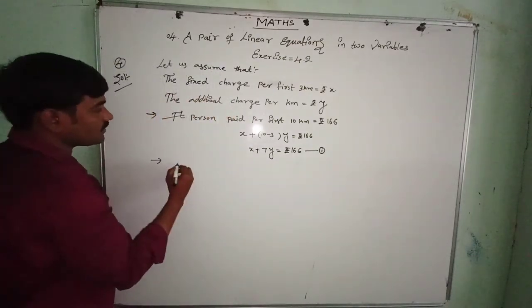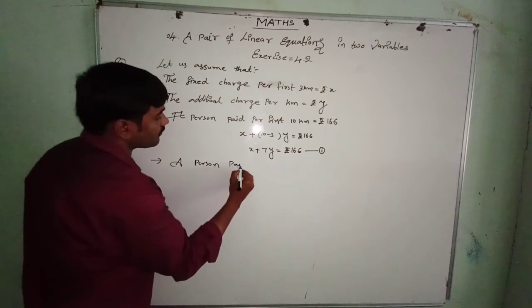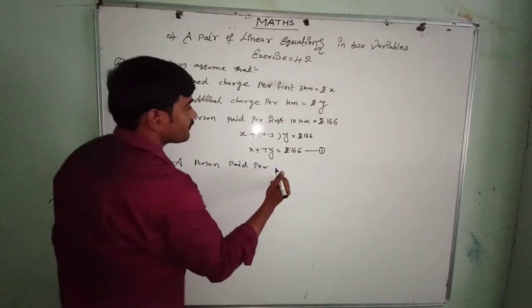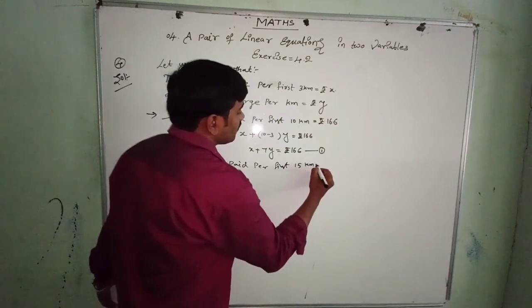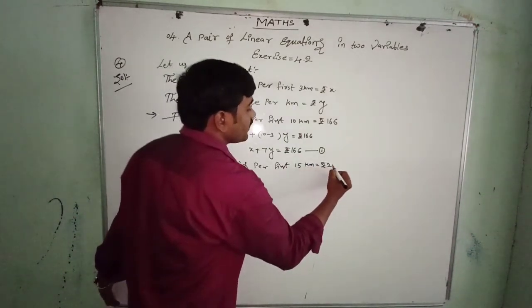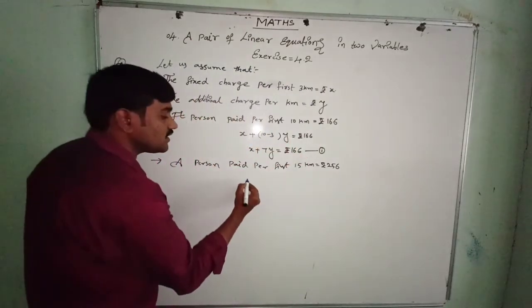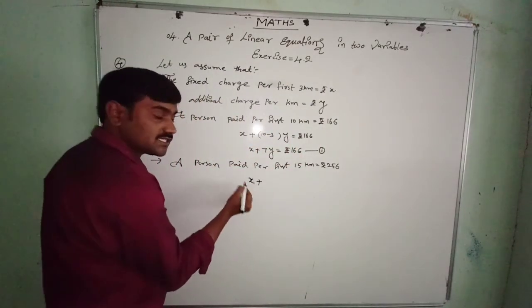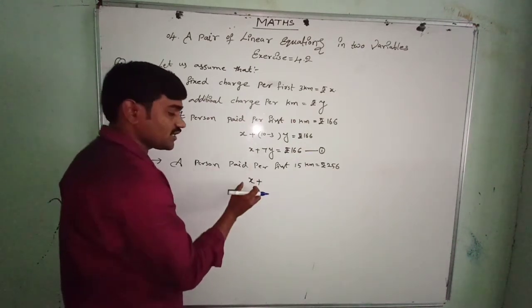Now, a person paid for the first 15 kilometers 256 rupees. That means for the first 3 kilometers the charge is x, so first 3 kilometers, x rupees.